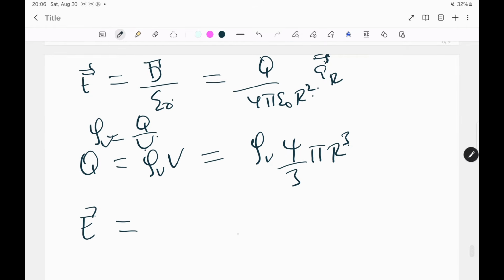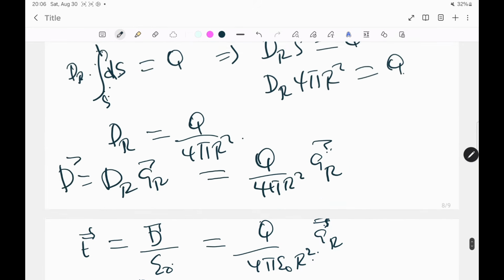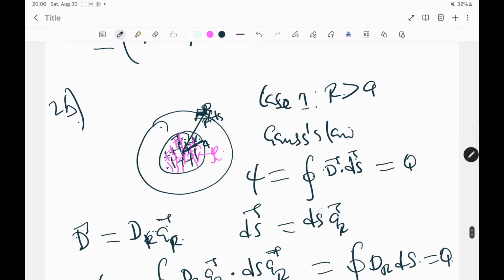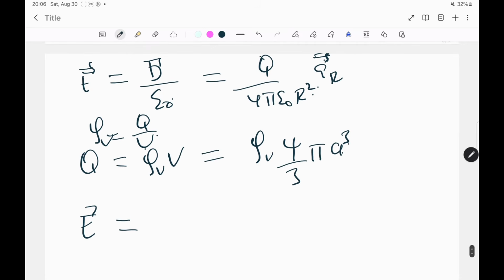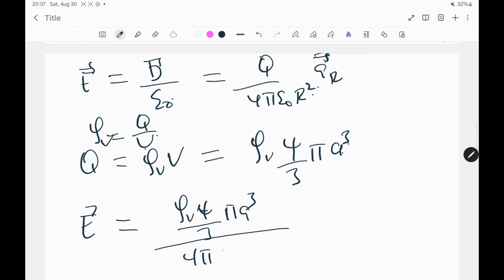So I'm replacing this. Remember, we are looking at the volume of the sphere where the charges are, and the radius there is going to be a. So this has to be a. Change this to a. So now we have this 4 pi over 4 pi epsilon naught r squared ar.